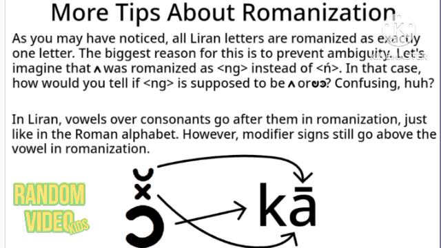Confusing, huh? In Liran, vowels over consonants go after them in romanization, just like in a Roman alphabet. However, modifier signs still go above the vowel in romanization.